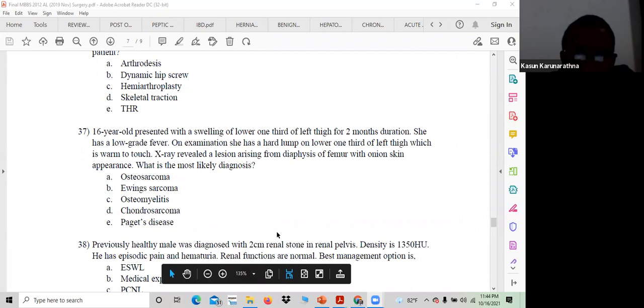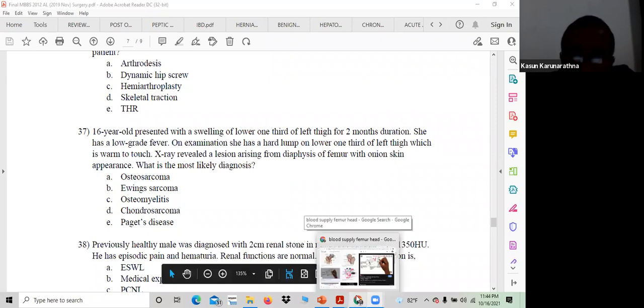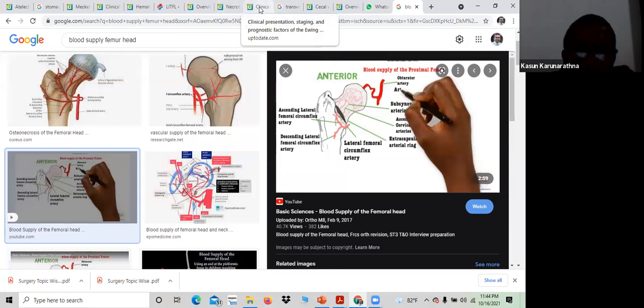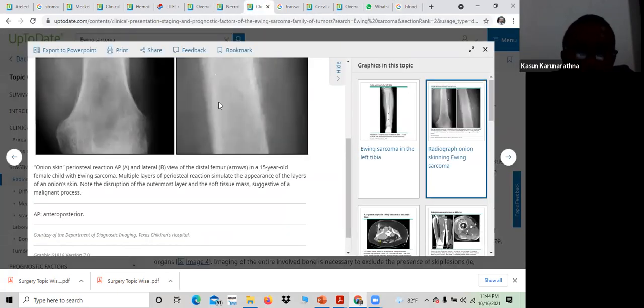Yes. Someone's answer: Ewing sarcoma. Yes. This is the standard clinical picture of Ewing sarcoma. You get this onion skin appearance, right?